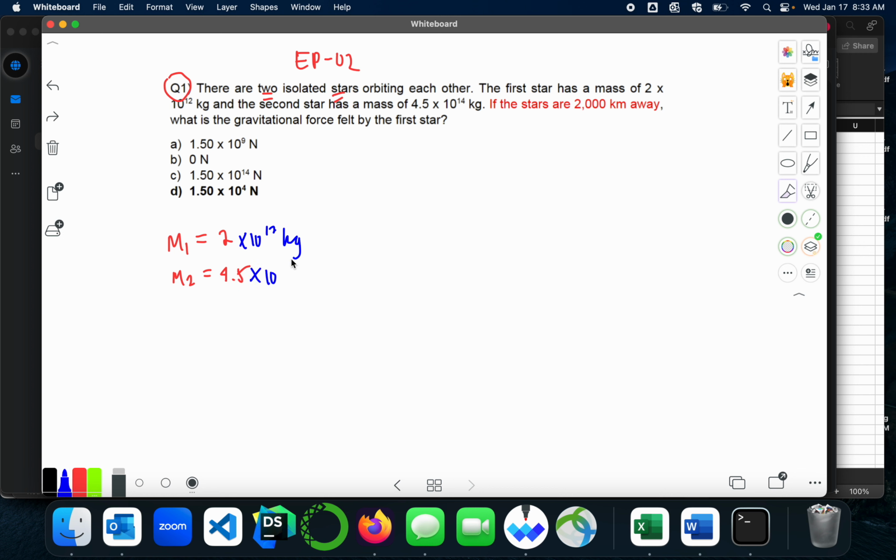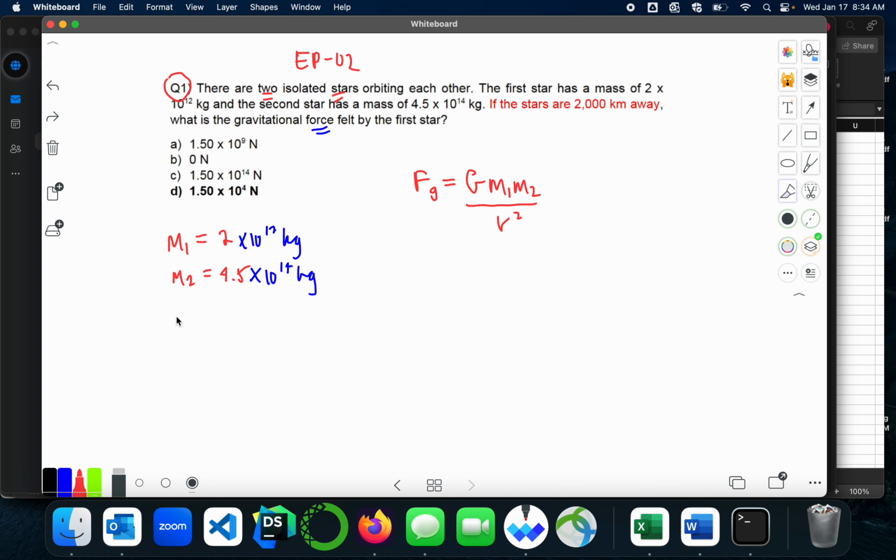All right, and the stars are 2,000 kilometers away. All right, what's the gravitational force? Gotcha. So what we need to do is use the force due to gravity, which is equal to some gravitational constant, which we'll look up in a second, times mass 1, mass 2 over r squared. And this is given to us in our notes. We can also Google this. That's the force due to gravity. So we got mass 1 and mass 2, we can look up G.